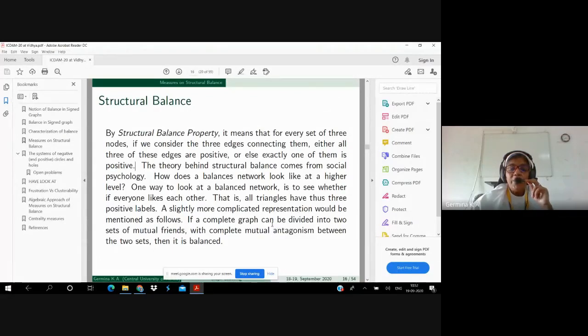A slightly more complicated representation would be as follows. If a complete graph can be divided into two sets of mutual friends with complete mutual antagonism between the two sets, then it is balanced. That is, we are thinking of a network in which everybody contacts each other. In that sense, the measure should be: if a complete graph can be divided into two sets of mutual friends with complete mutual antagonism between the two sets, then it is balanced.